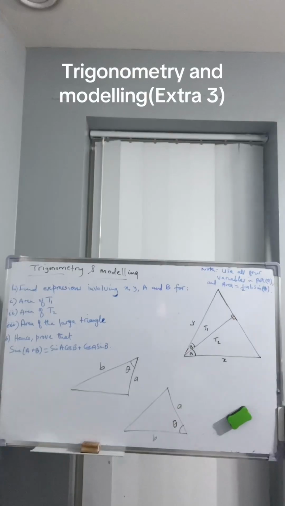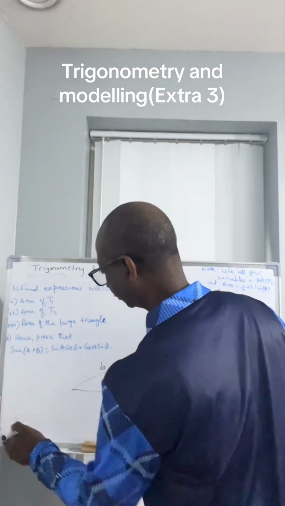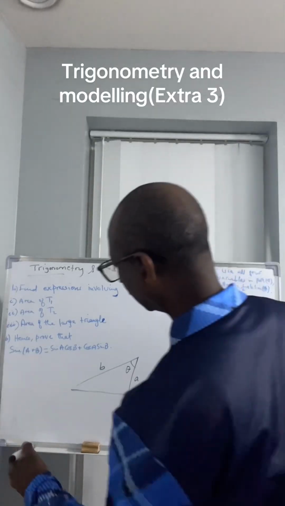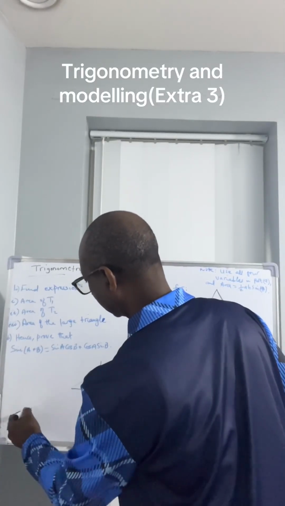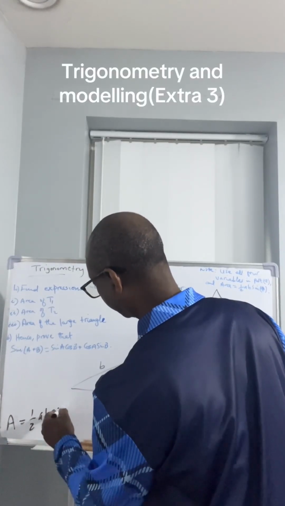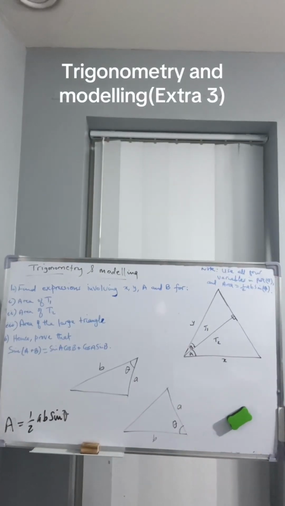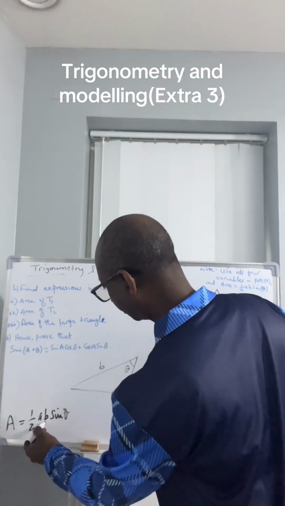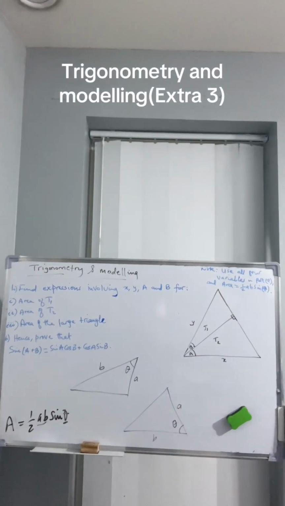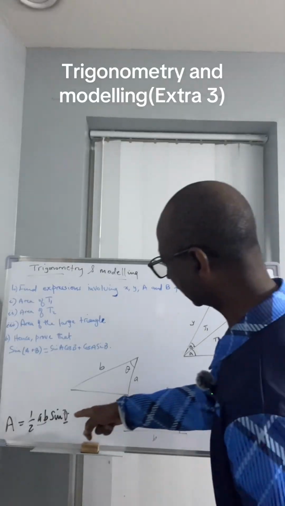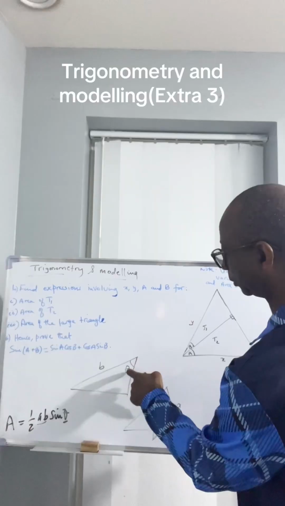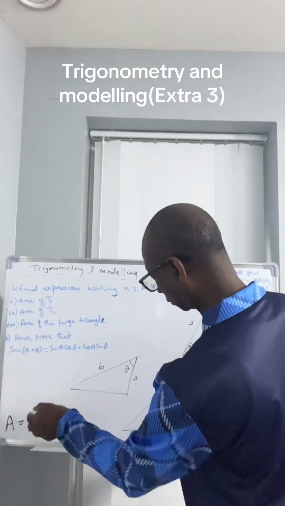So how do we use this formula? Area of a triangle is one half A, B, the sine of theta. So what does it mean? This A, B and theta, the three of them are related. That is the angle between the two lines. The angle has to be between these two lines for this formula to work.